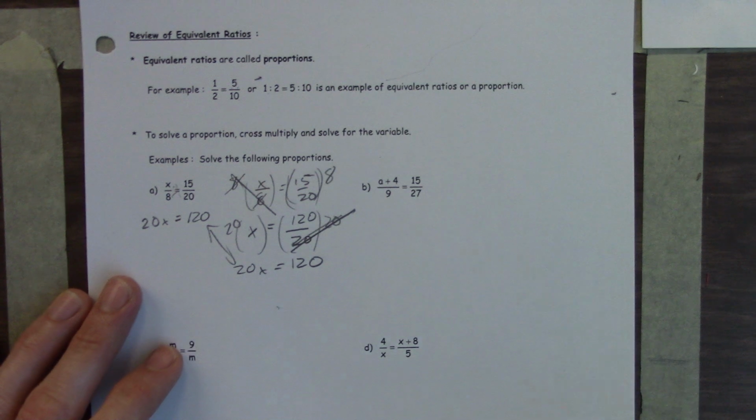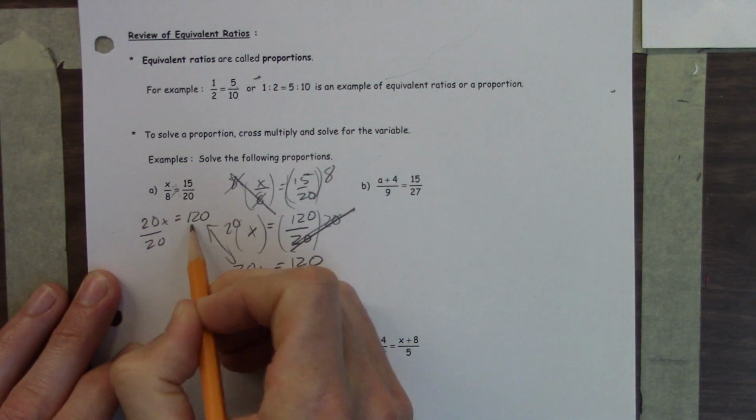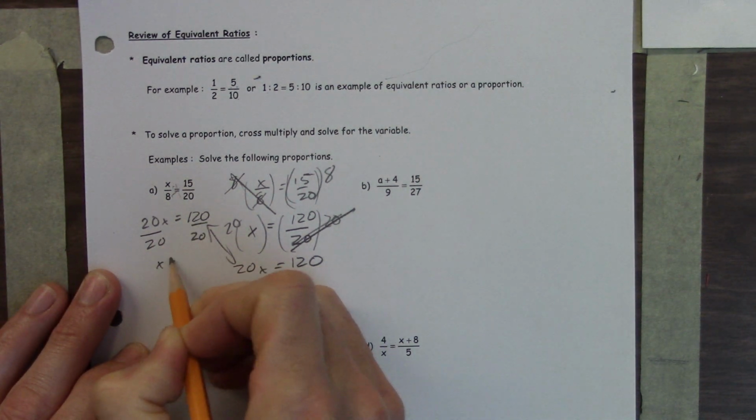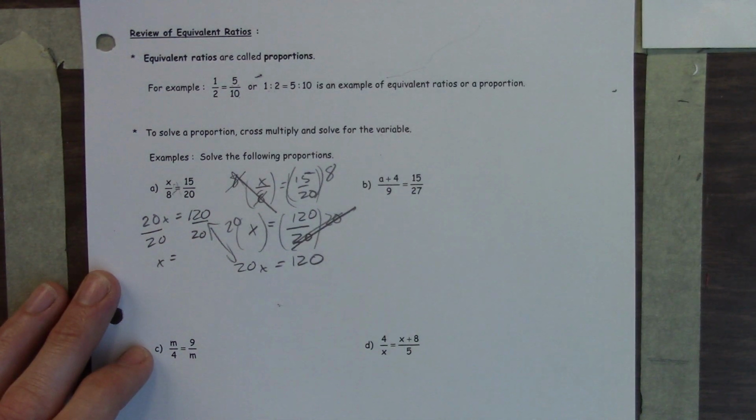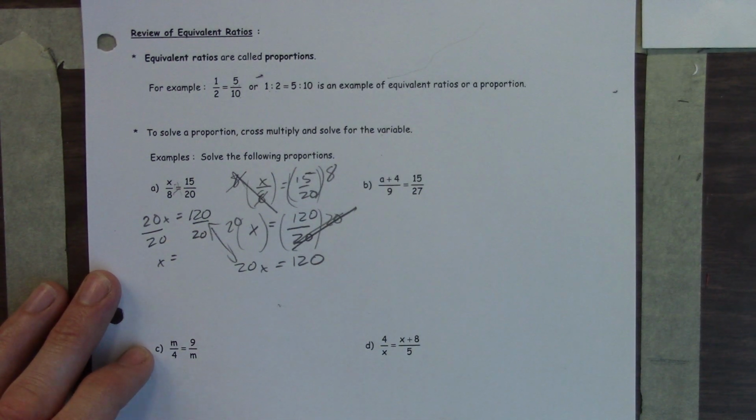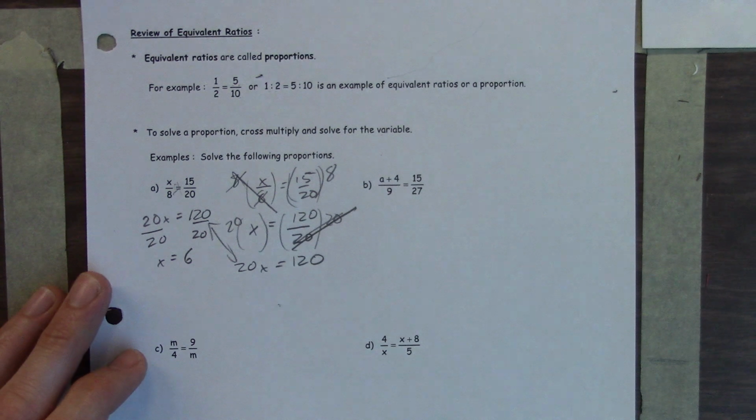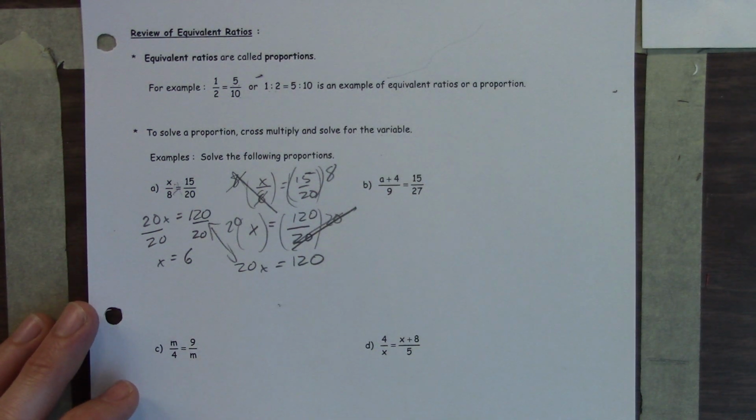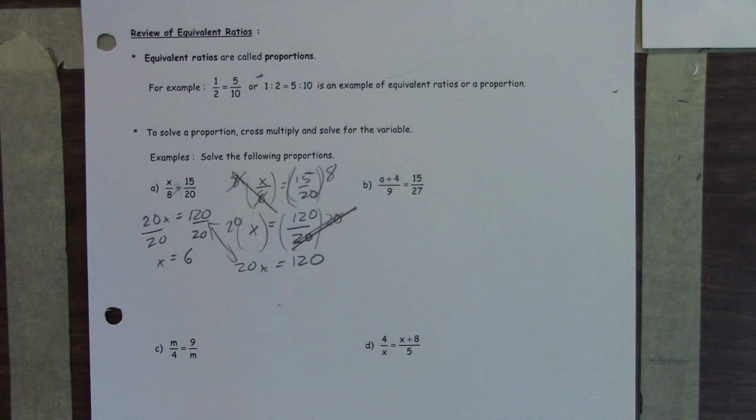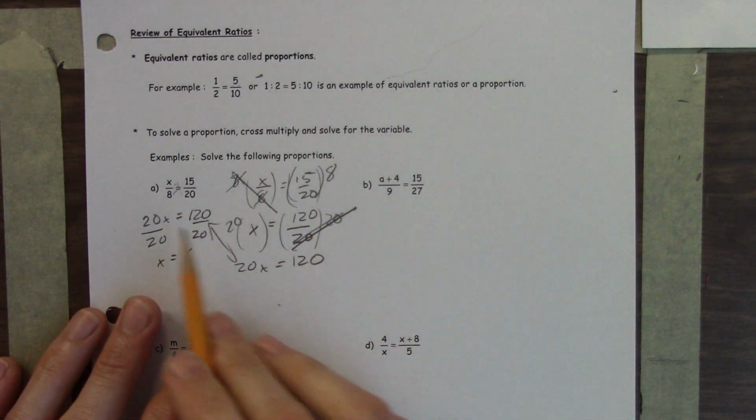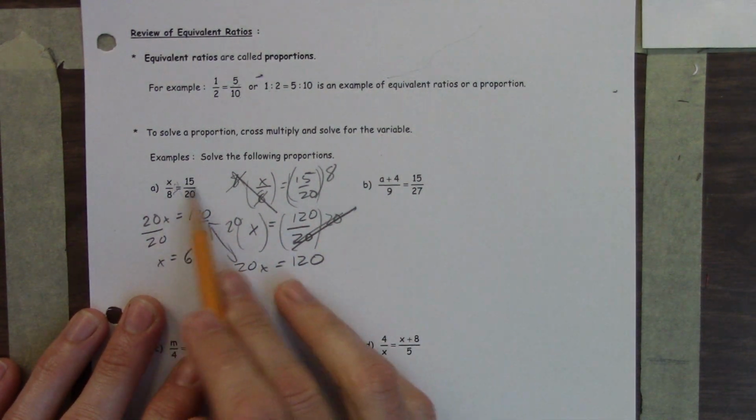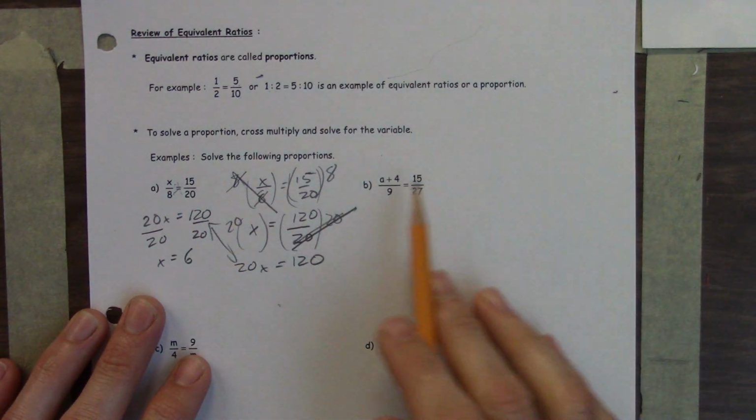Okay? We're not done. We have one step left. We need to divide both sides by 20. And you get x is equal to, I think, 6. Right? 6. Any questions on cross multiplying? When do we do it? We do it when we have one unknown variable. We're trying to find it without fractions. That's why we're doing it. We're getting rid of these fractions.